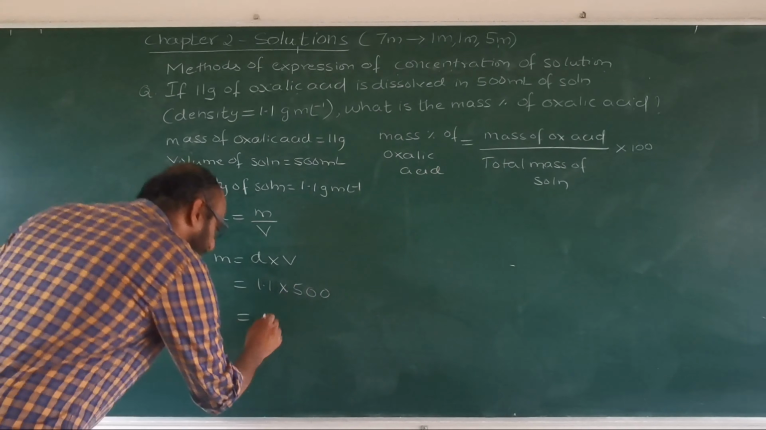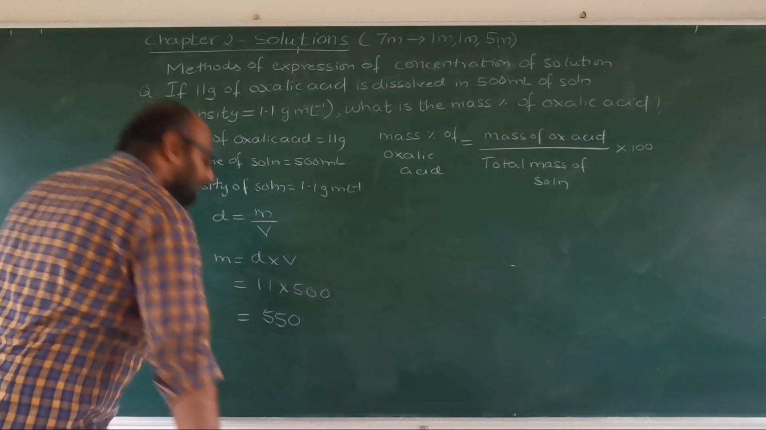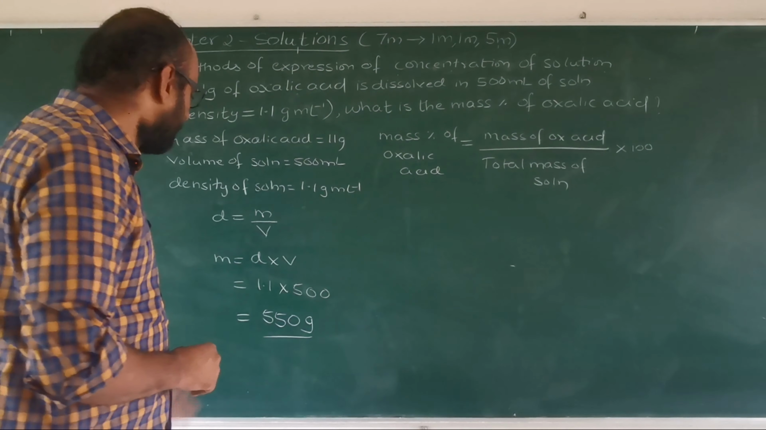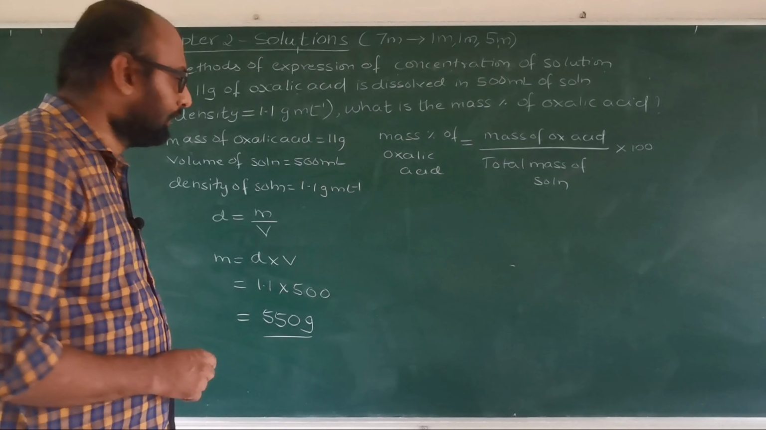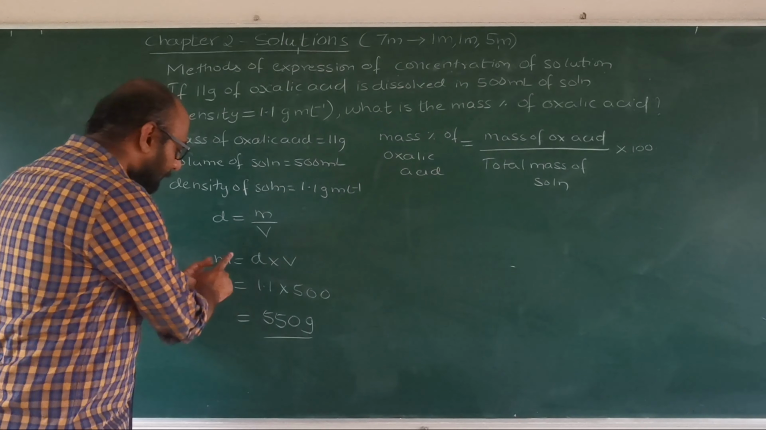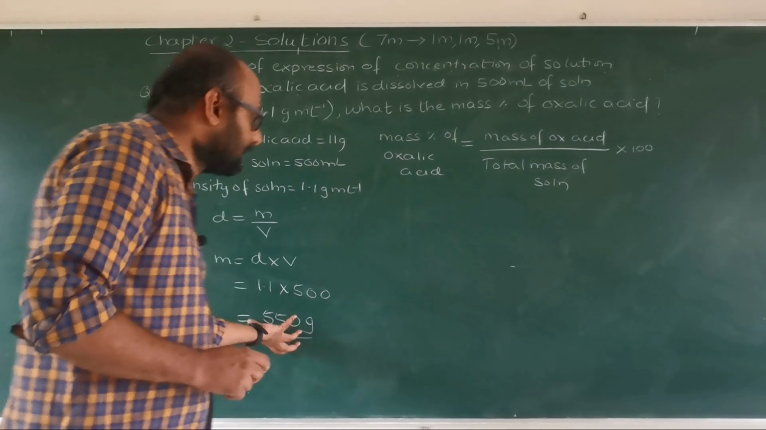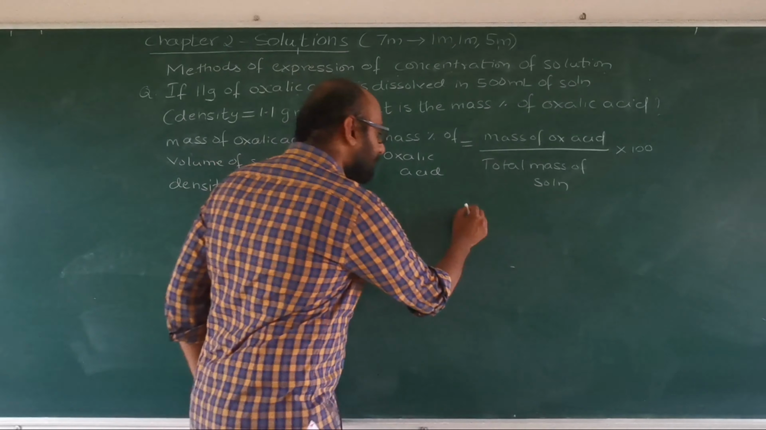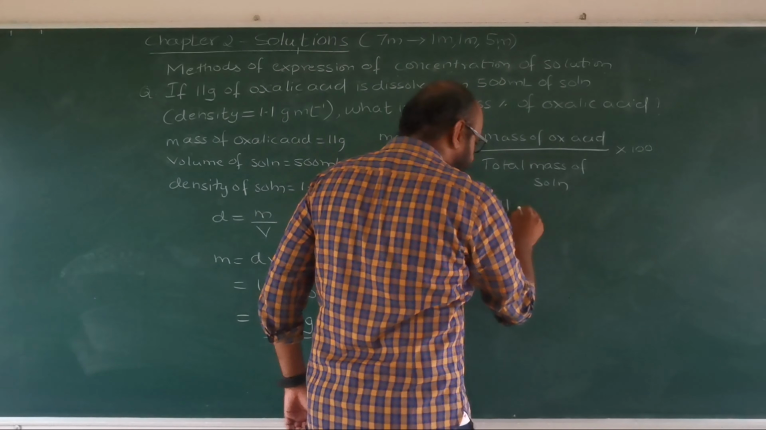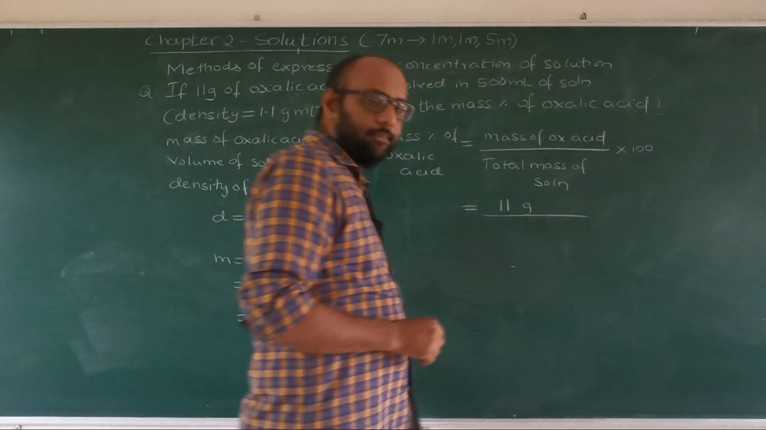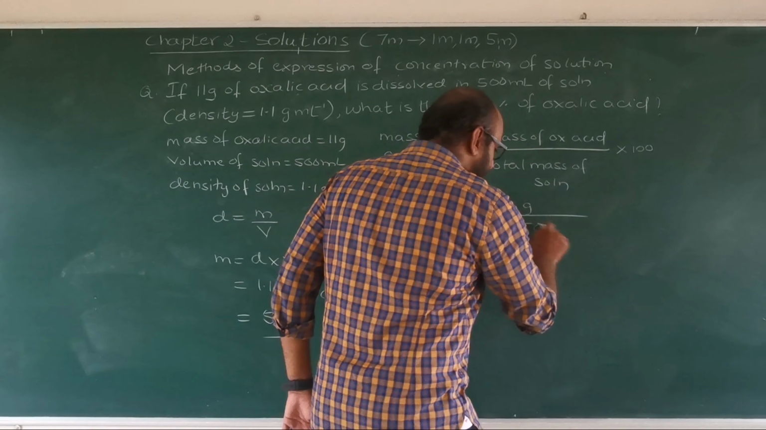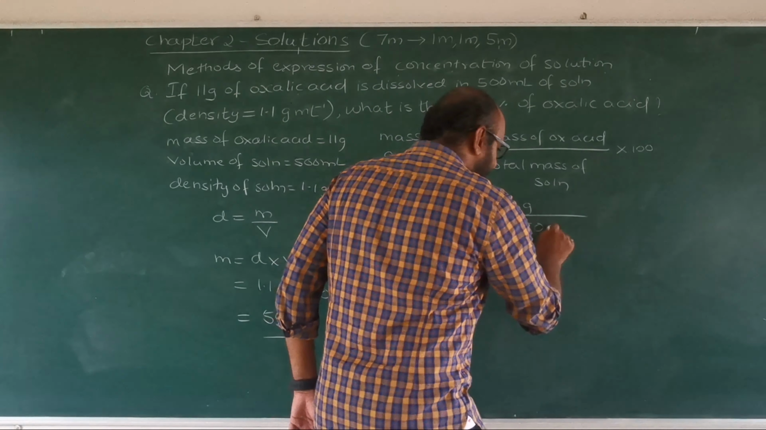Now, when you multiply this, you'll get 550 grams. Okay, so that is the total mass of the solution. Using the volume of the solution and density of the solution, you are calculating mass of the solution. Now you can use this here. Mass percent is equal to mass of oxalic acid, that is 11 grams, divided by total mass of the solution, that is 550 grams, multiplied by 100.